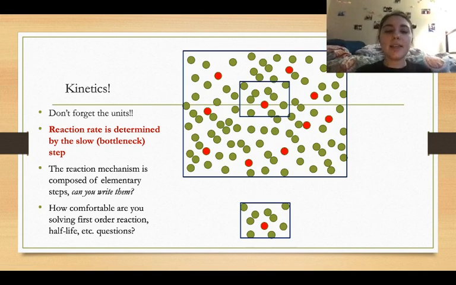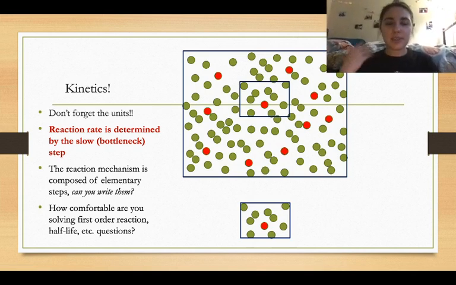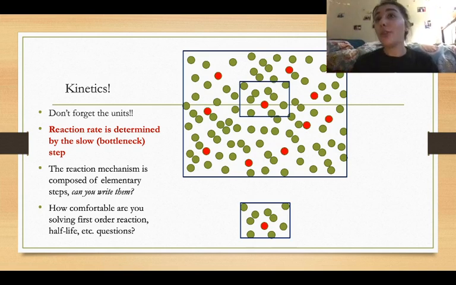What I mean by that is when you see a bunch of elementary steps together, can you write them together in one cohesive reaction mechanism? And then how comfortable are you solving with first order reactions, half-life equations, etc.? I go through a few of them, but I want to make sure that these are not the only ones and you do need to revisit them.